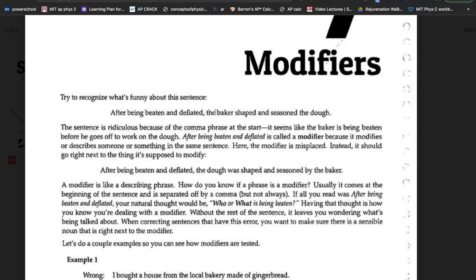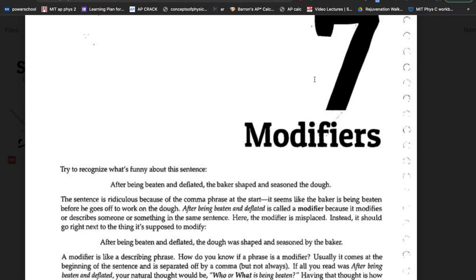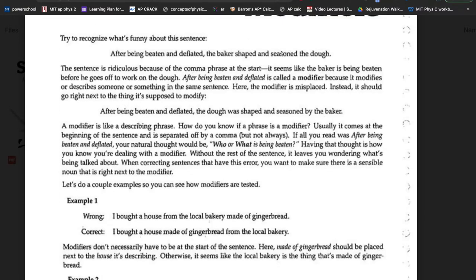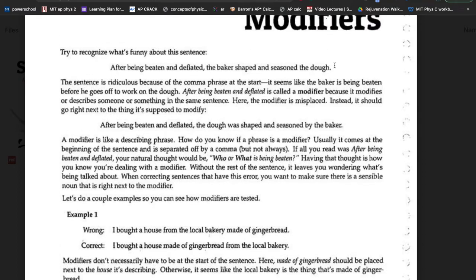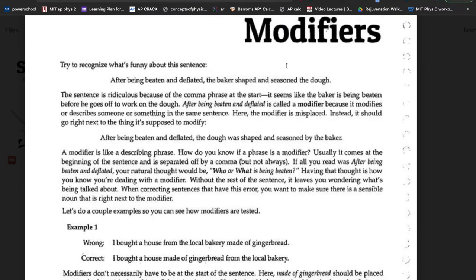Well, I mean that's possible, but that's very weird, and I don't think that's what the writer of the sentence was implying, right? I think he meant the dough was being beaten and deflated, not the baker. So that's the funny thing about this sentence, and this is where modifiers come in. Essentially, a lot of times you'll find sentences like these that aren't clear. You might get what they're saying, but they can easily be misinterpreted. That's why modifiers come in.